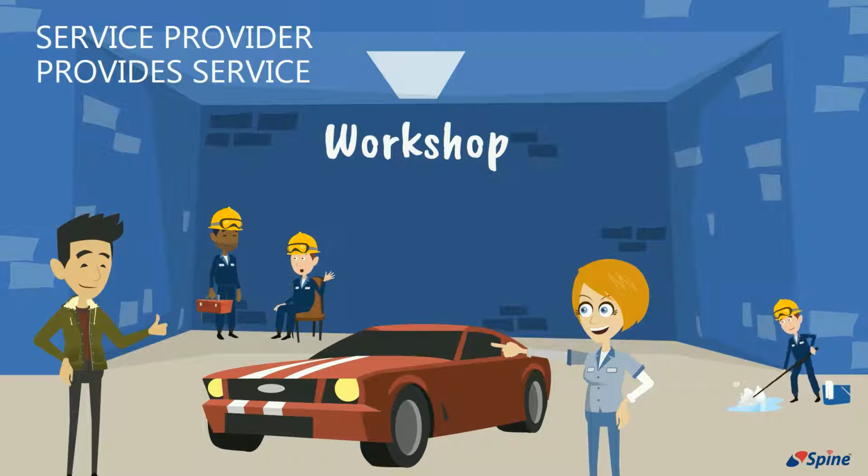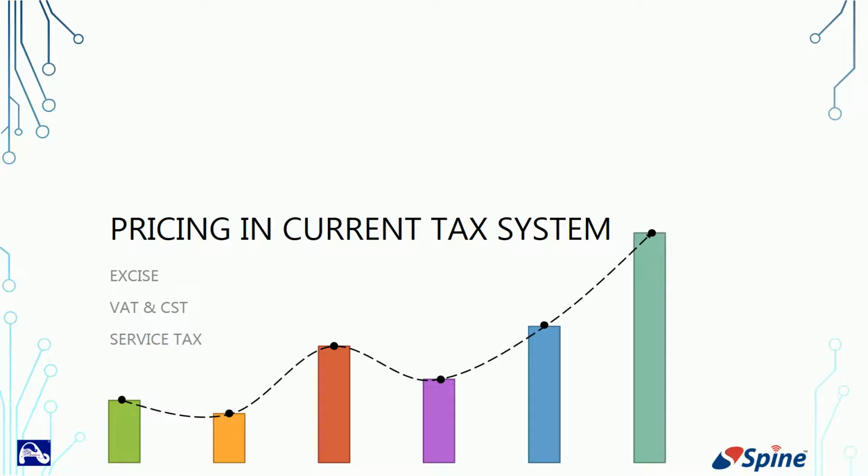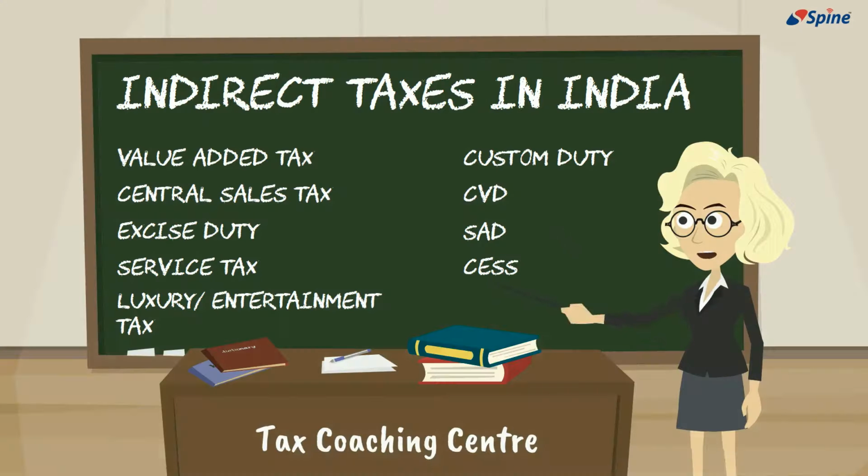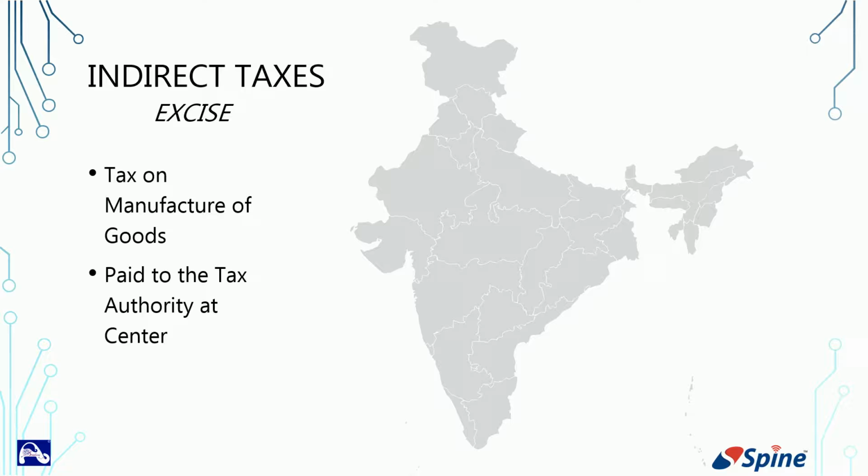But first, let us understand the current tax system. For the sake of simplicity, we will touch on excise, VAT, CST, and service tax only. Otherwise, there are a lot of taxes in the existing system, as shown here. Let's talk about excise first. Excise is charged, or levied, on the manufacture of goods. So, whenever you manufacture, you pay excise. This tax is paid to the tax authorities at the center.